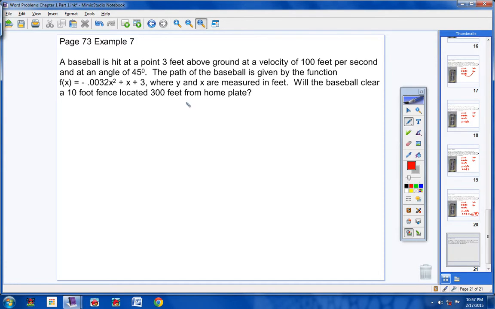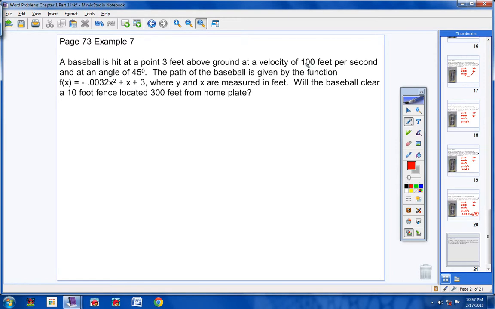Now this problem here is just going to be a simple understanding of what the function stands for, making a substitution, and solving. It's really quite simple, okay? A baseball is hit at a point 3 feet above the ground at a velocity of 100 feet per second at an angle of 45 degrees.